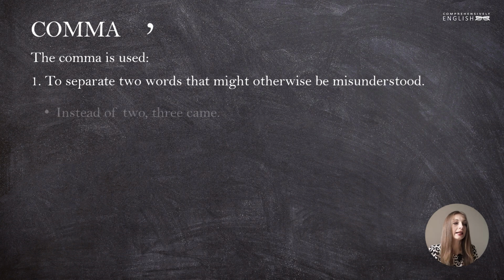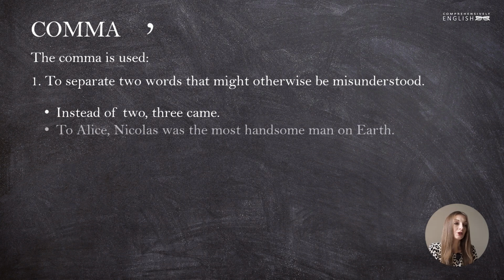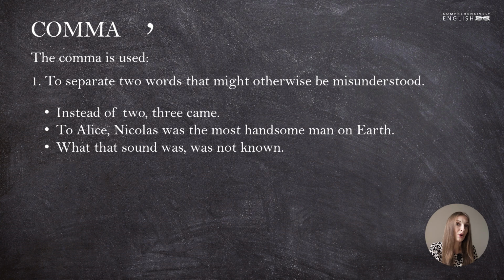For instance, "Instead of 2, 3 came." If we drop the comma here, we will end up with two numerals that go one after the other, and the sentence will make no sense. Another example. "To Alice, Nicholas was the most handsome man on earth." Here we have two names, Alice and Nicholas, and if we don't use the comma, the meaning of the sentence will be lost. And the last example, "What that sound was, was not known."